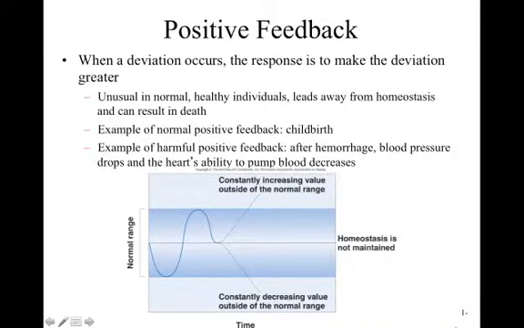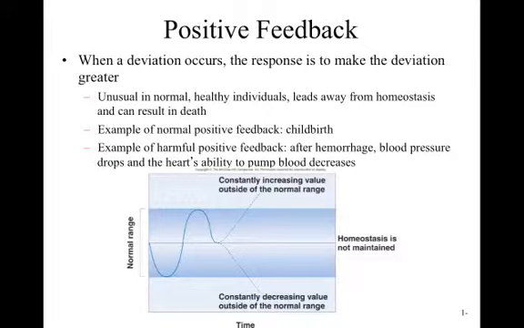Okay, and then positive feedback is when a deviation occurs, and the response in your body is to make that deviation even greater. So it's unusual in a normal, healthy individual to have positive feedback. A lot of times this leads away from homeostasis and can result in death. So it can be fatal if you have a positive feedback system occur unnaturally. The most common normal positive feedback is in childbirth, where contractions start weak and then they get stronger and stronger. And that's a normal positive feedback system.